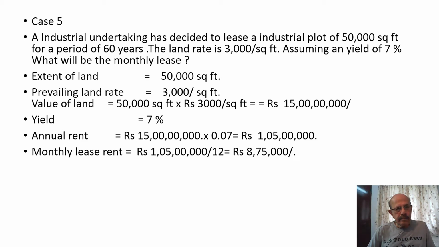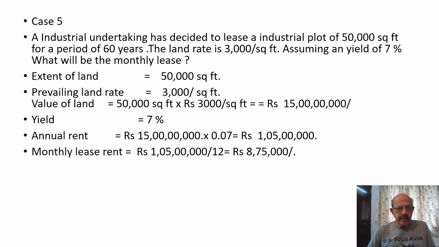Case 5. An industrial undertaking has decided to lease an industrial plot of 50,000 square feet for a period of 60 years. The land rate is 3,000 per square foot. Assuming a yield of 7%, what will be the monthly lease?